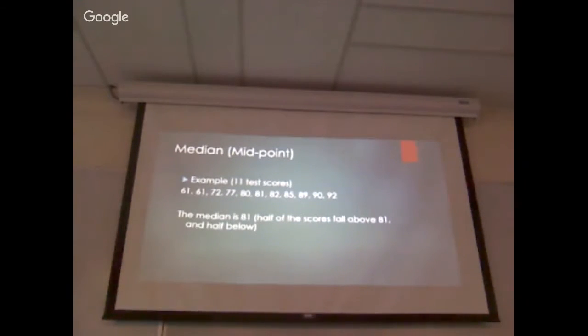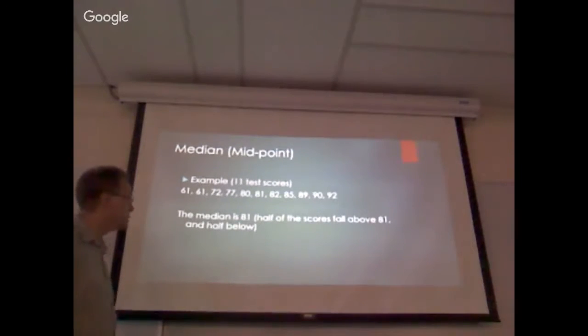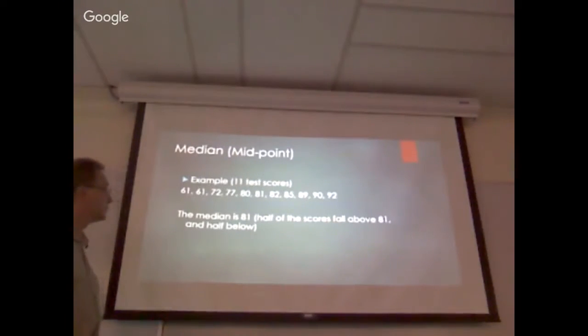So, quick lesson here. Midpoint, you've got a range from 61 to 92, and if you look at what's happening and calculate the range here, you're going to determine the midpoint. The median number is going to be 81. So half of all scores fell above 81, and half of all scores fell below 81.